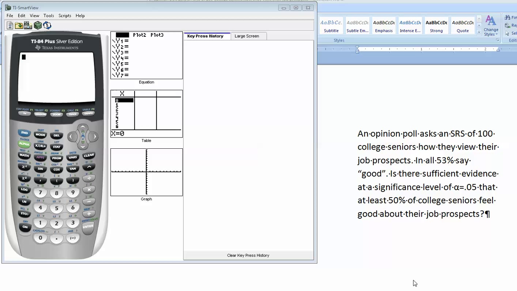In this video, we'll be doing a hypothesis test about a population proportion. I want to show you how to use your calculator to do that.